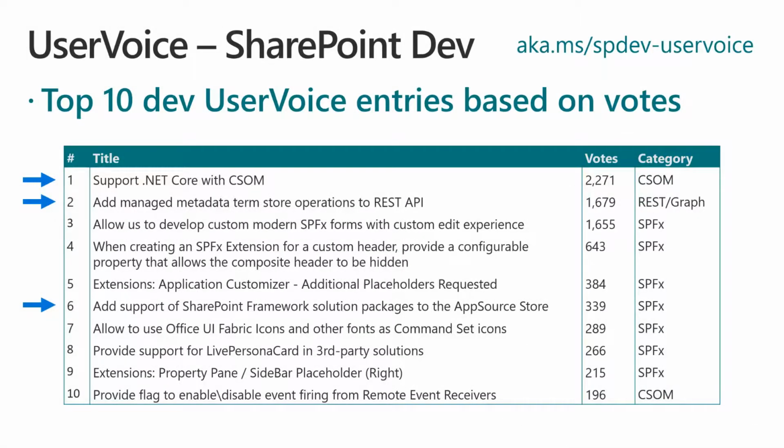Now, quick pointers from a user voice perspective, which is really cool. So we have 3 of the top 10 items that are going to be closed pretty soon. The support for .NET Core, actually it's support for .NET Standard, which will enable CSOM to be used in .NET Core, is coming relatively soon as well. So that's really, really cool. The add for managed metadata terms operations in REST API, it's going to be Graph APIs, and that's going to help you to use these operations more efficiently. And then the third one is to add support for SharePoint Framework solution packages in App Source. So that's planned to happen in a mid-July timeframe. So all of these 3 are getting closed quite soon.